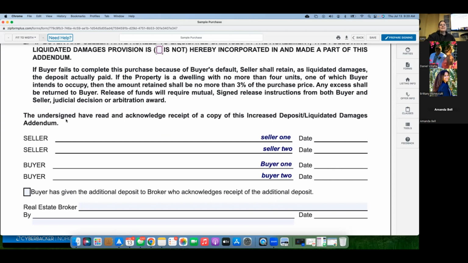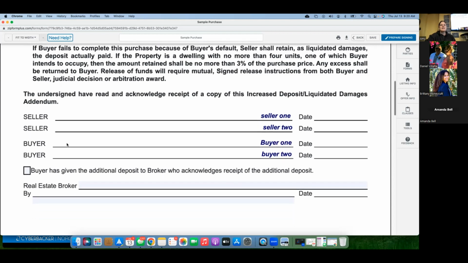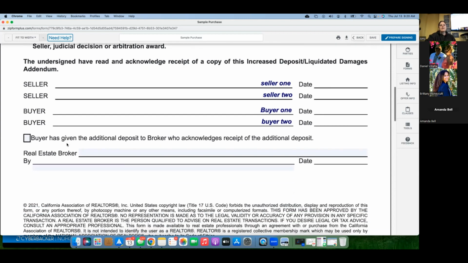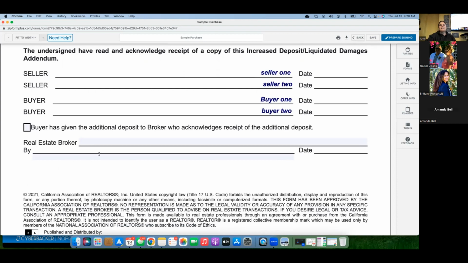All right, the undersigned have read and acknowledged receipt of a copy of this increased deposit liquidated damage addendum. Seller signs, buyer signs. If the broker had received the deposit, please don't take your people's money. Don't touch their money. I'll say it again, please don't touch their money. Not anymore. Never, don't ever touch their money.